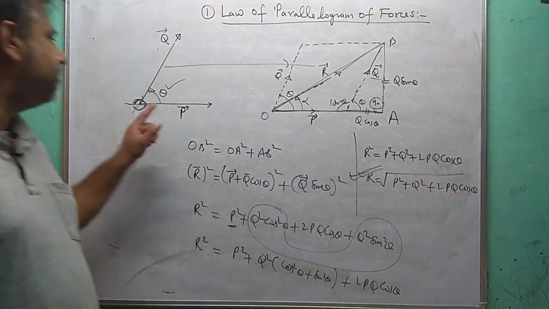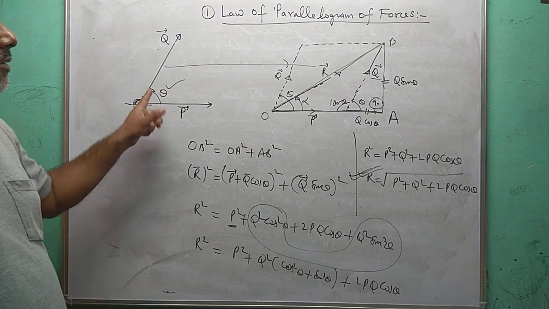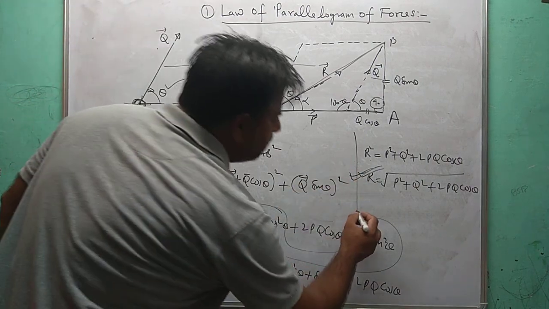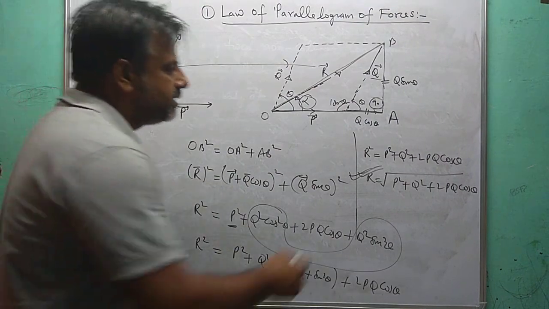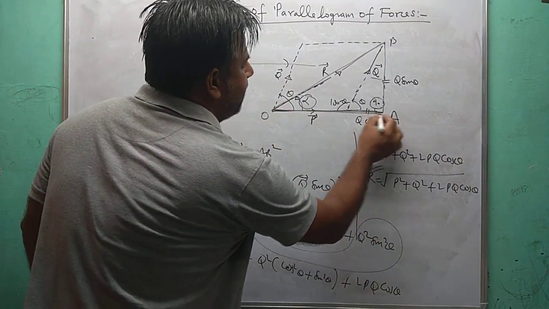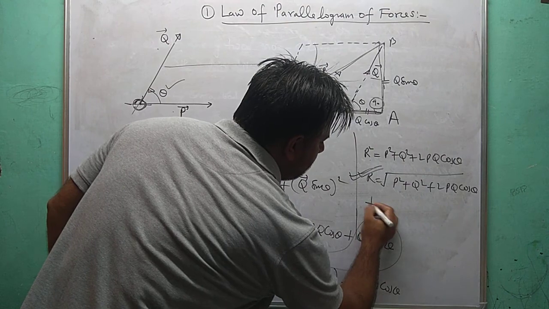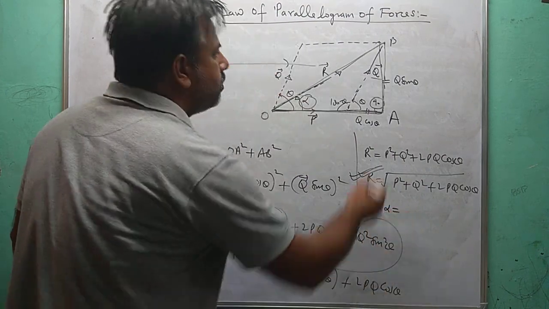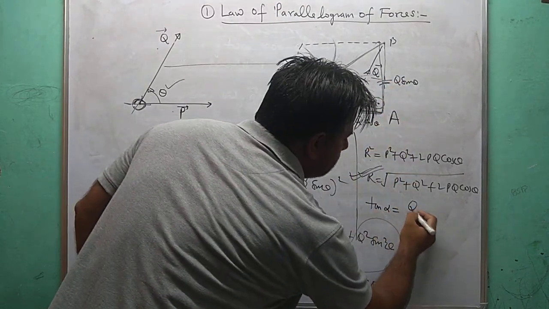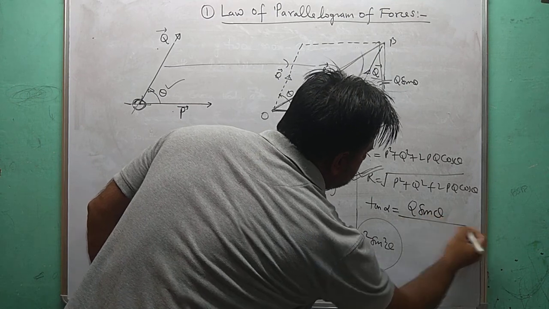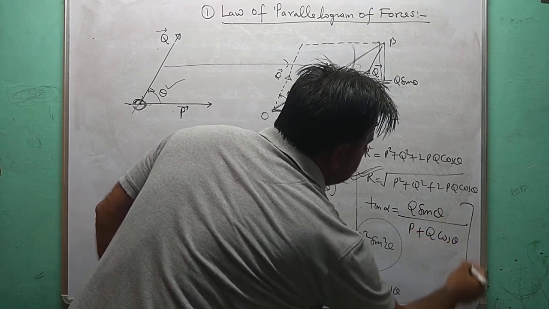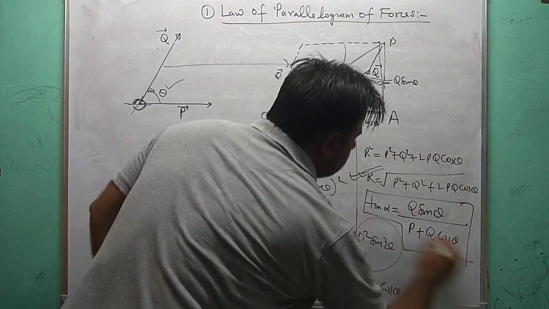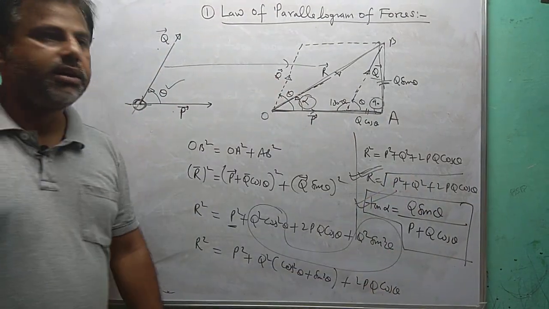Theta is the angle between these two force vectors. Now the angle alpha means the direction of the resultant force. Now this is my right angle triangle. Again you may apply tan alpha is equal to perpendicular upon base, Q sine theta over P plus Q cos theta. So tan alpha is your direction of the resultant force.